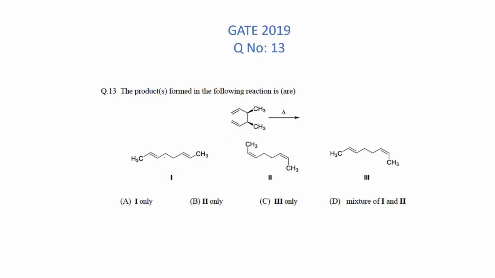Here one trans bond and two trans bonds are there. Here one cis and two cis bonds are there, right? And here two trans, two cis, and here one trans and one cis bond is there. Okay. So we have to find the correct option.